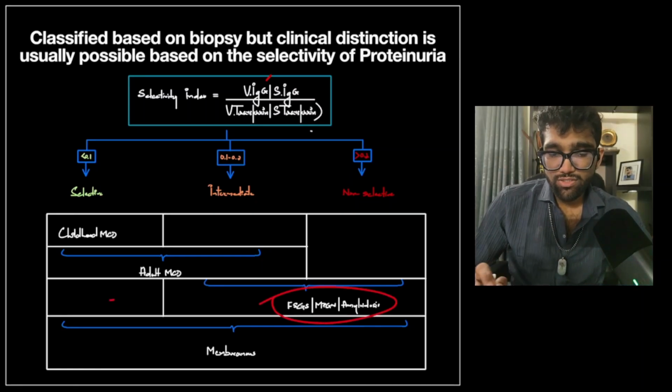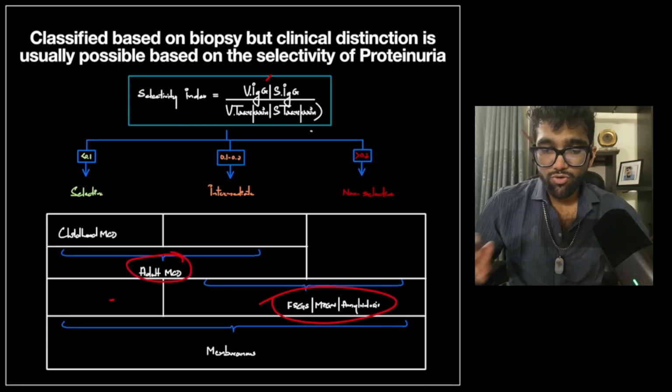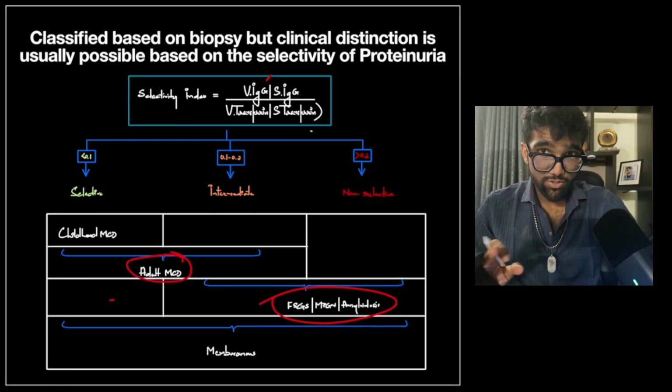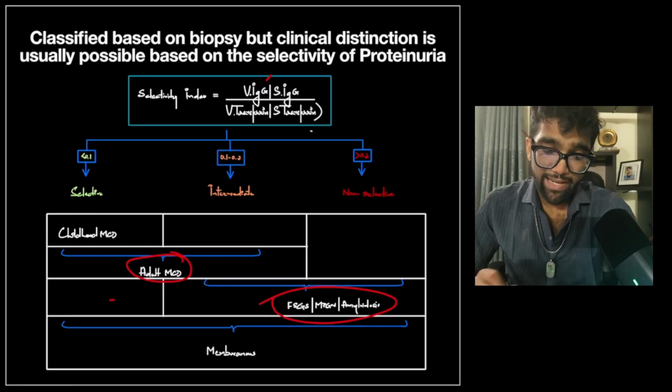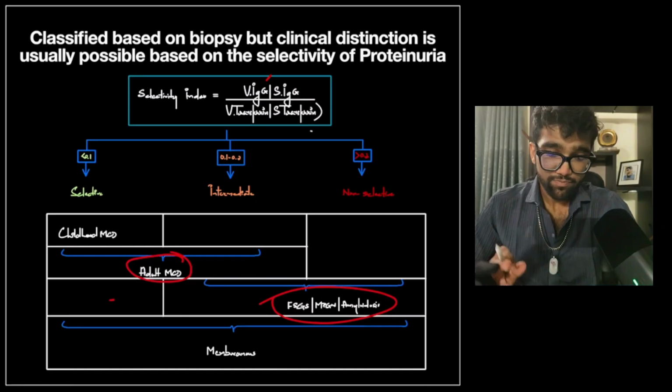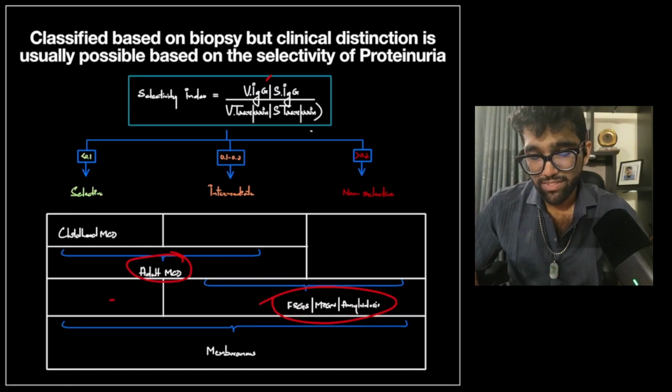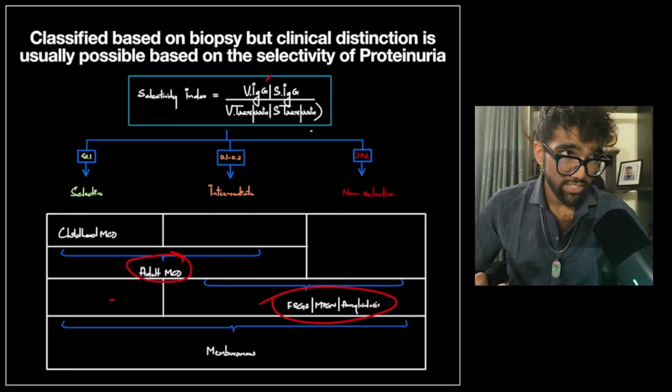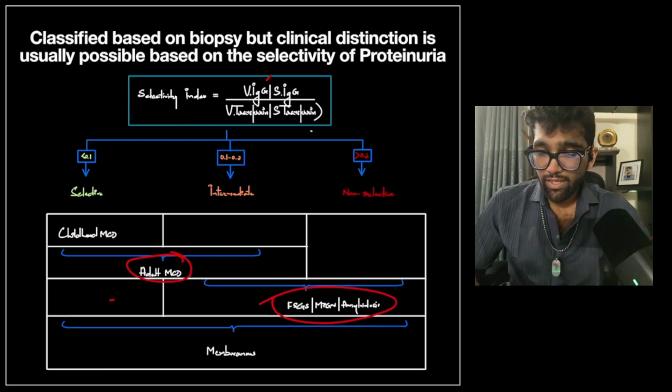Similarly, highly non-selective proteinuria makes minimal change disease very unlikely. So if the ratio is more than 0.2, then it is unlikely to be adult MCD and very, very unlikely to be childhood MCD. And if the ratio is less than 0.1, then it is very, very unlikely to be FSGS, membranoproliferative GN, or amyloidosis. So this is how we quantify it.